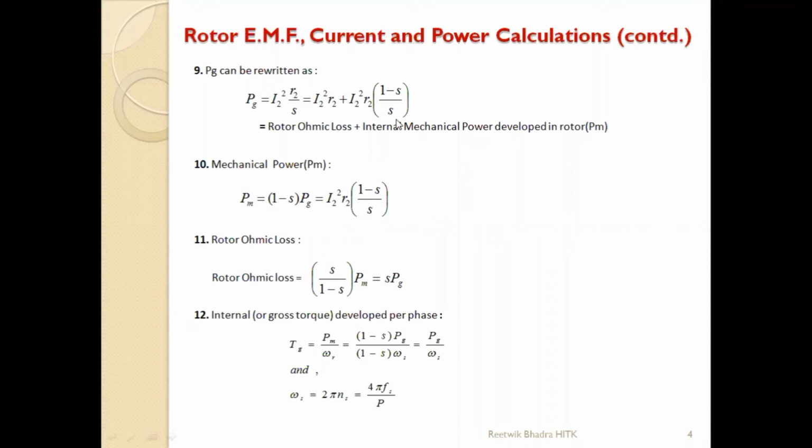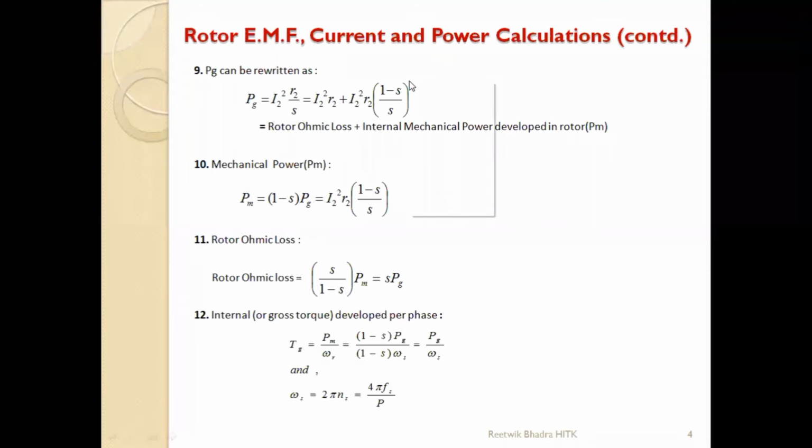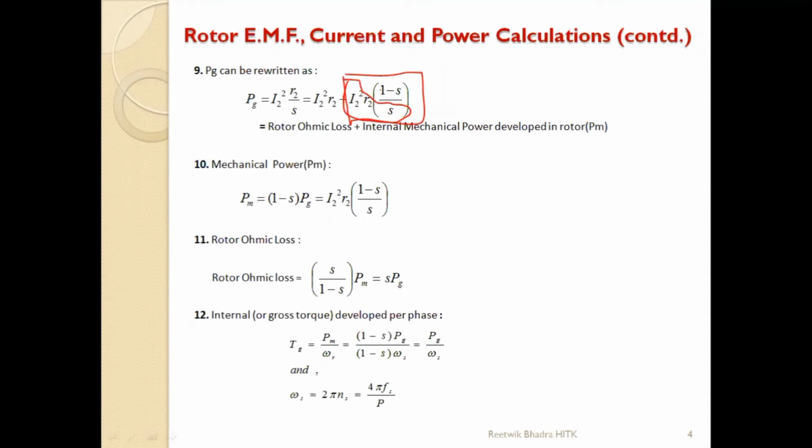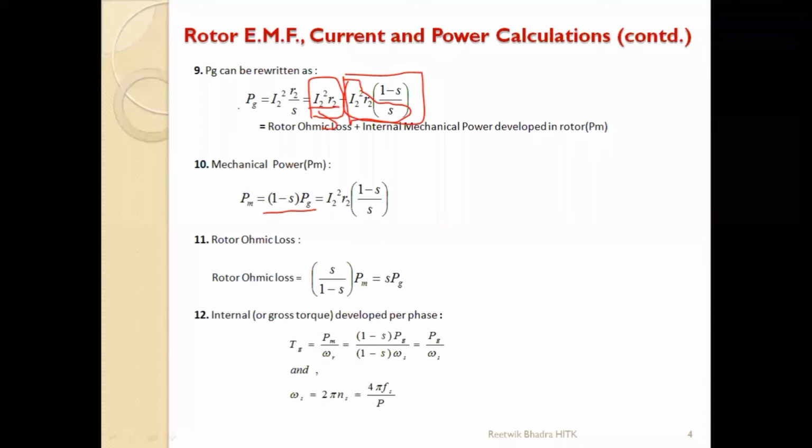See, I2 square R2 by S, this term I2 square R2 by S is nothing but PG. Can I say this second part is PM, and this part over here is PG? Can I say PM is equal to 1 minus S into PG? PM equal to 1 minus S into PG. Similarly, I2 square R2 is rotor copper loss. If I divide it by S, it will come out to be PG only. So I can write I2 square R2 by S is equal to PG.